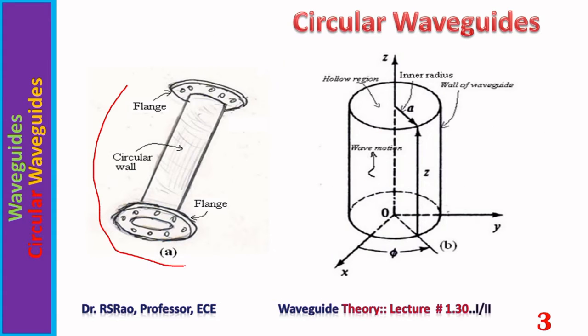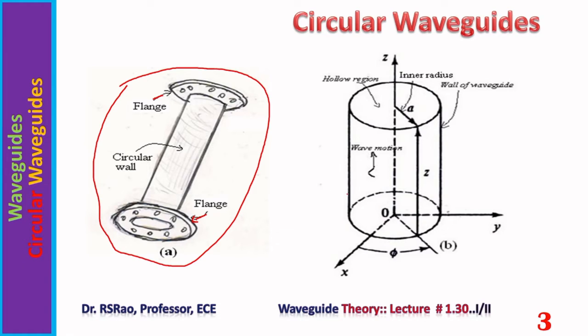Here is shown a diagram of a circular waveguide. It consists of a circular wall. Flanges are there on both sides. You have two flanges. These are useful to connect one waveguide with another waveguide. The analysis is done in the cylindrical coordinate system. The reason is that the circular waveguide exhibits cylindrical symmetry, so the cylindrical coordinate system is an appropriate one.